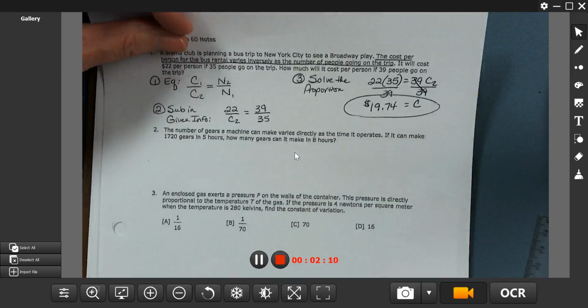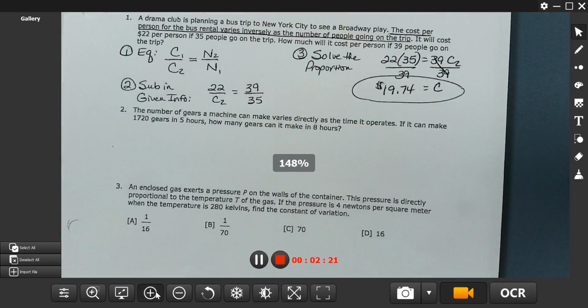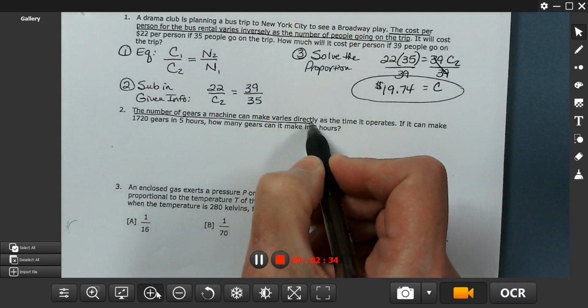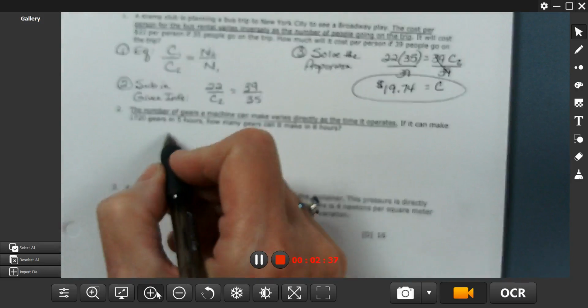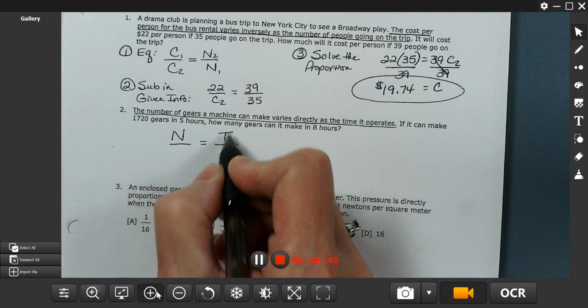Okay, let's try another one. This one says the number of gears a machine can make varies directly as the time it operates. Let me blow this up a little bit. It says if it can make 1,720 gears in 5 hours, how many gears can it make in 8 hours? So we're talking about the number of gears varies directly as the time.